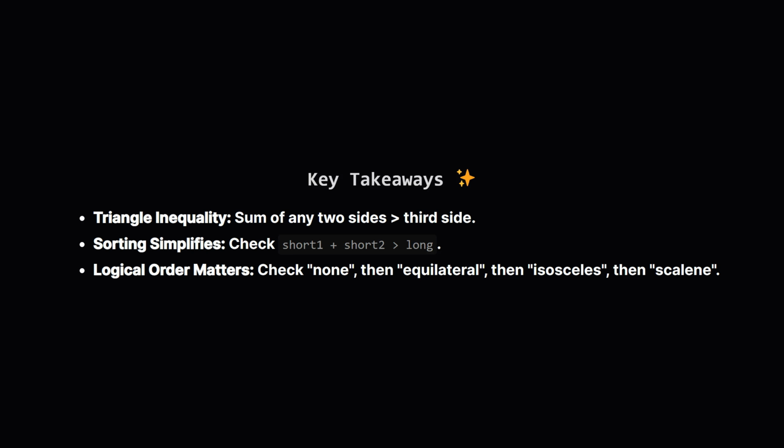The heart of this problem is the Triangle Inequality Theorem. The sum of any two sides must be greater than the third. A key trick to simplify this is to sort the side lengths first. Then, you only need to check if the sum of the two shortest sides is greater than the longest side. And finally, the order in which you check the triangle types is important to get the logic right. First, see if it can even be a triangle. If yes, check for equilateral, then isosceles, and if it's neither, it's scalene.